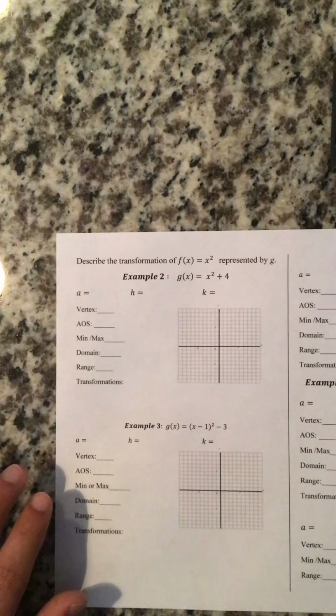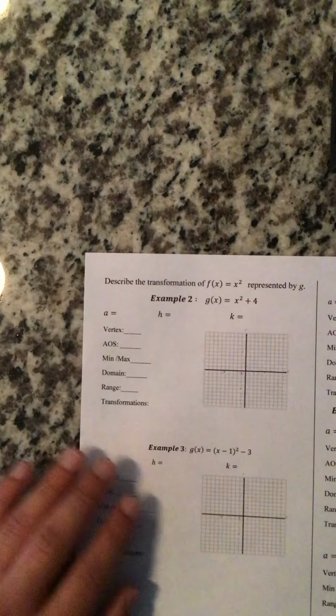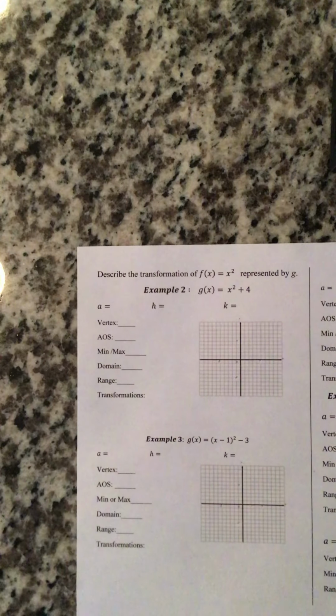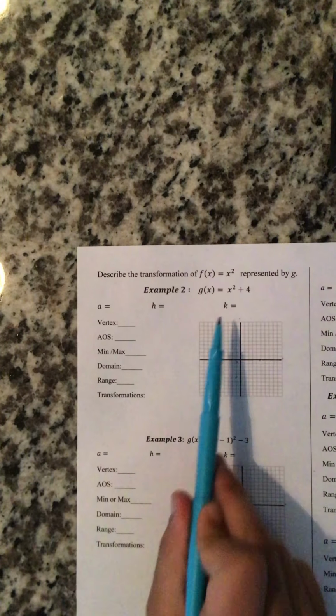So example 2, and we're not going to do all these. This is a lot. We're going to do probably a couple more. For example 2, we're going to do the same stuff, and this one should go faster. I have g of x equals x squared plus 4. Same thing, we have to identify the a, h, and k.